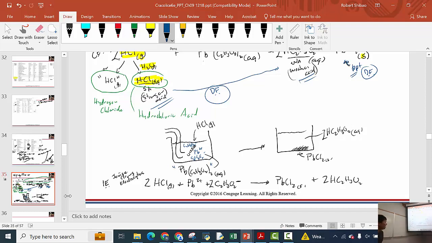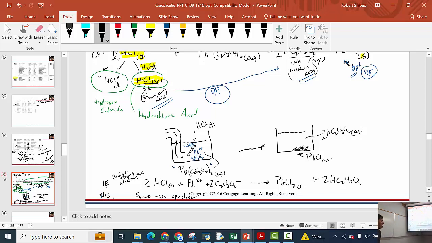Okay, now the net ionic equation, the NIE, is eliminating anything that doesn't react. That is, anything that's the same on the left and right sides of the reaction. So HCl gas changed. Pb2 plus changed. Acetate changed. And so there are no spectators, and so the NIE is the same.